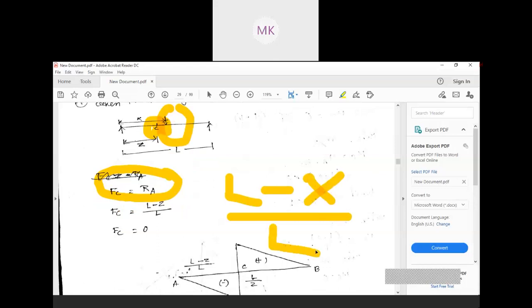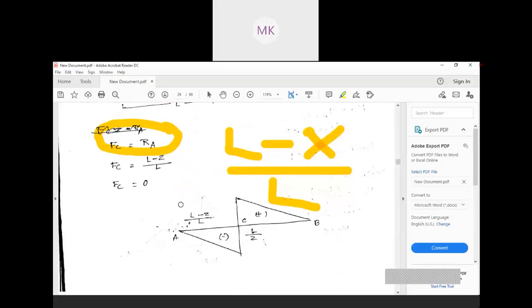So similarly, when you put 0, you will get FC as 0 when x equals 0, and when x equals z, you will get this equation. Okay. So after finding this out, you need to plot these in this diagram. You need to draw.